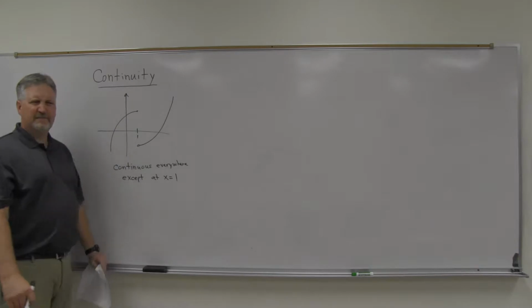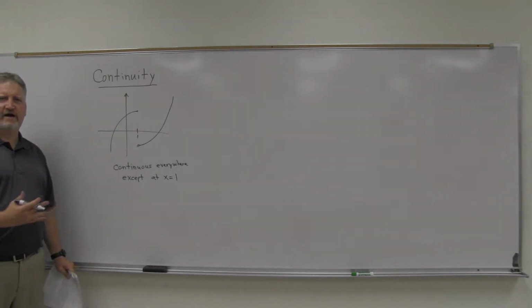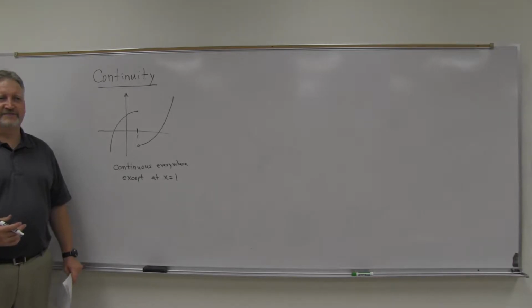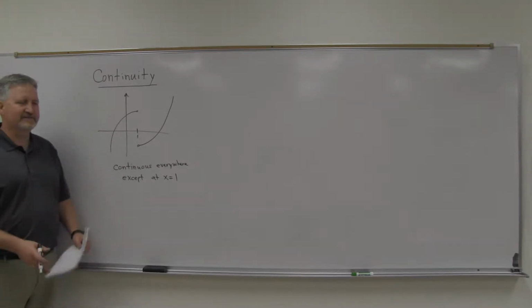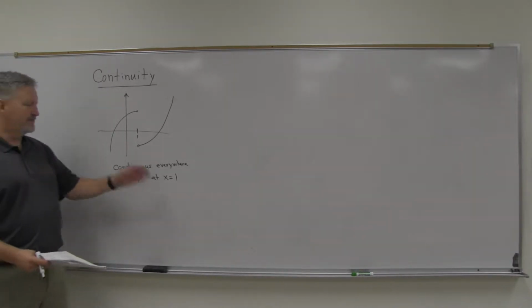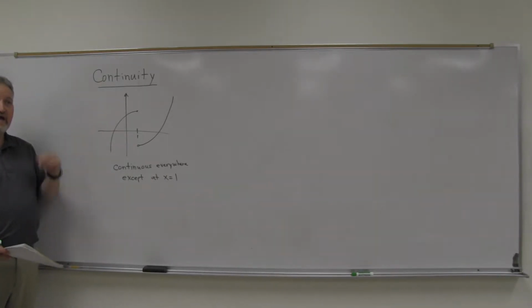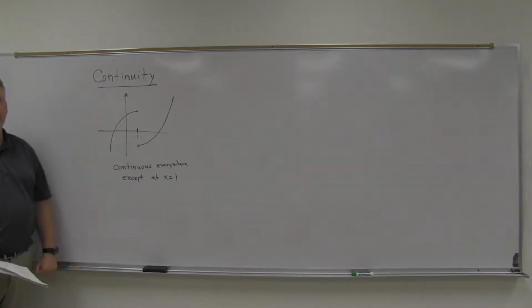Okay, so that's a pretty simple definition. If you have the graph, it's really easy to tell where your function is continuous and where it's discontinuous. It would be said to be discontinuous at 1. But that's what we're going to explore here, is how do we define that mathematically? And the way we do it is actually with limits.